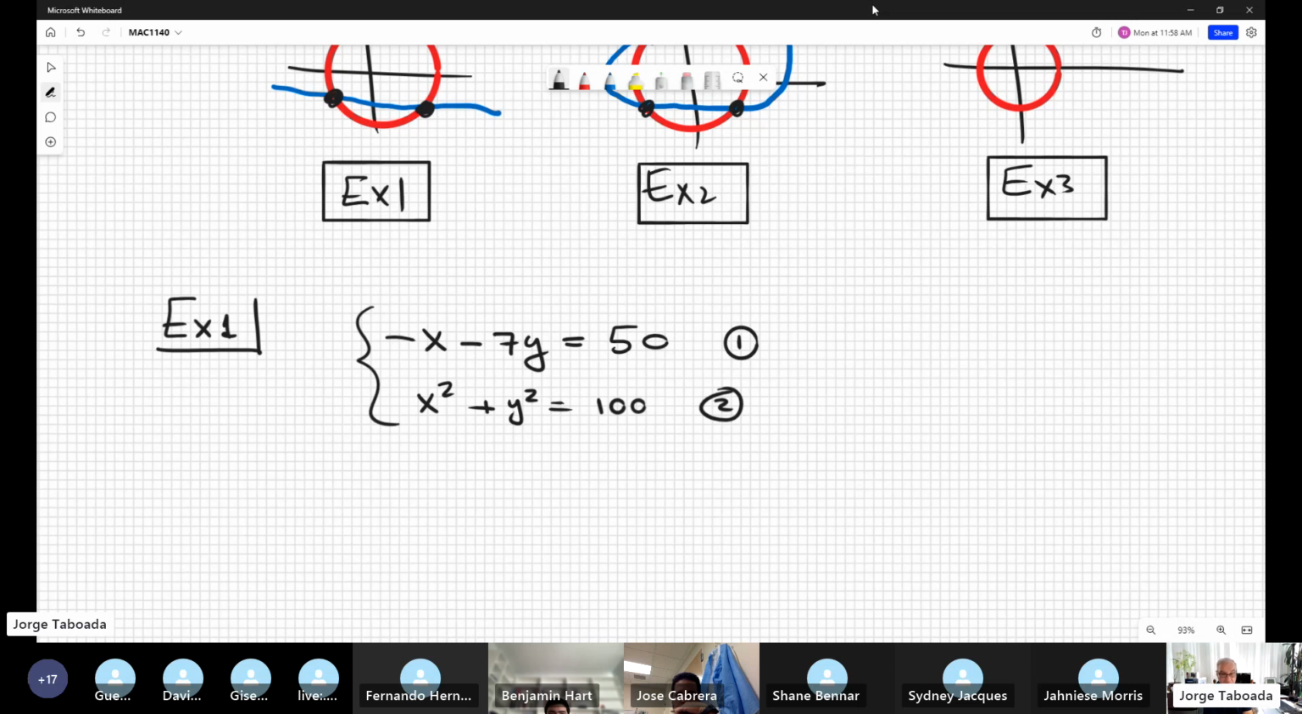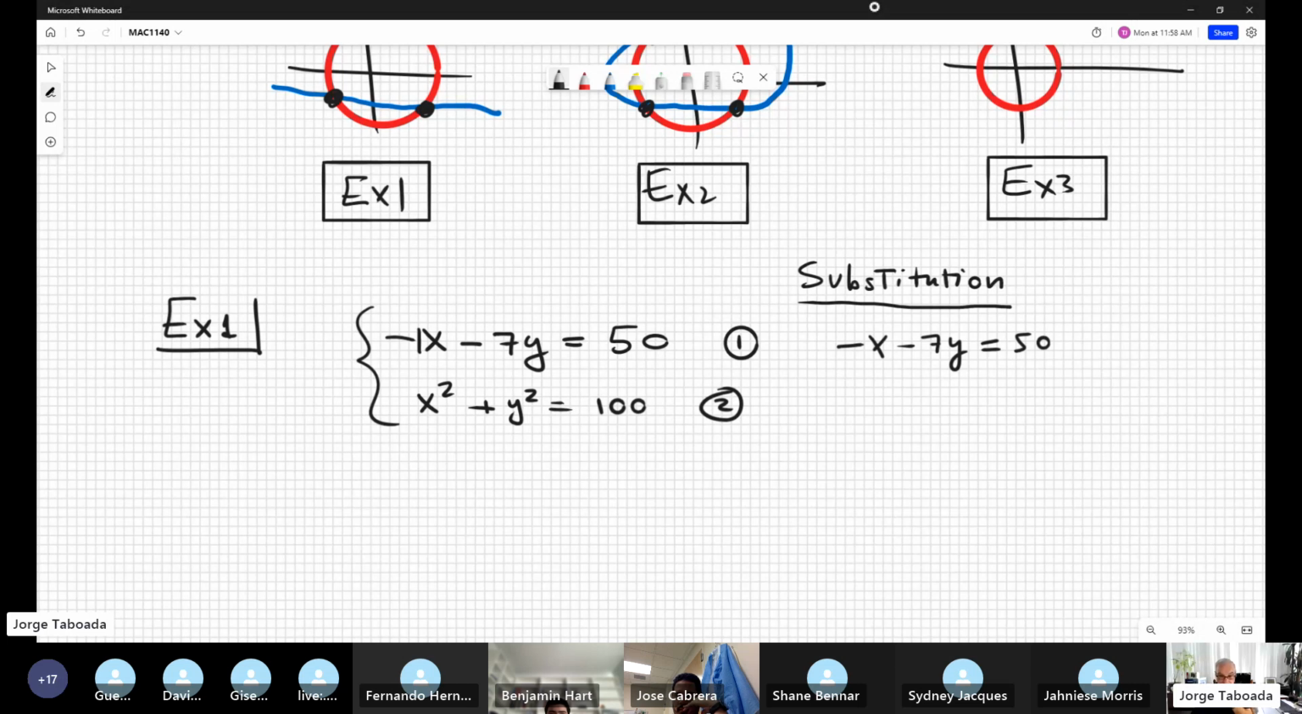Okay. So now you take advantage of the linear equation. It's nice. And you take advantage also that the coefficients in front of the variable are 1 or negative 1. So 1 here, negative 1. So you apply substitution, exactly the same or similar to the linear. You solve for x in the first equation. Let me try. Minus x minus 7y equals 50. You solve for x, you need x alone, but positive, not negative.